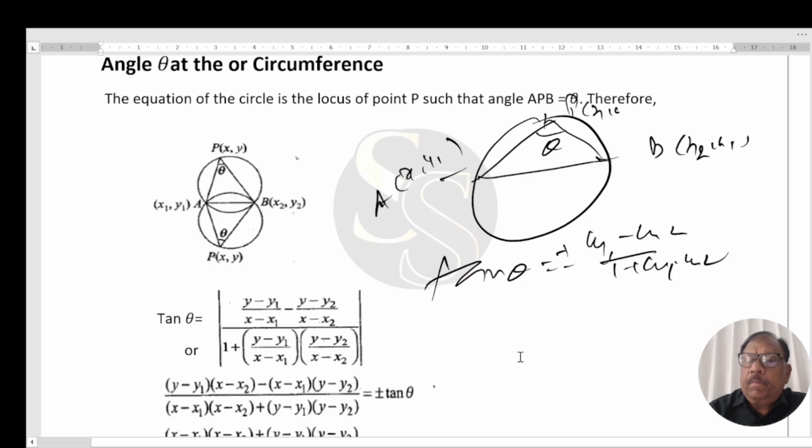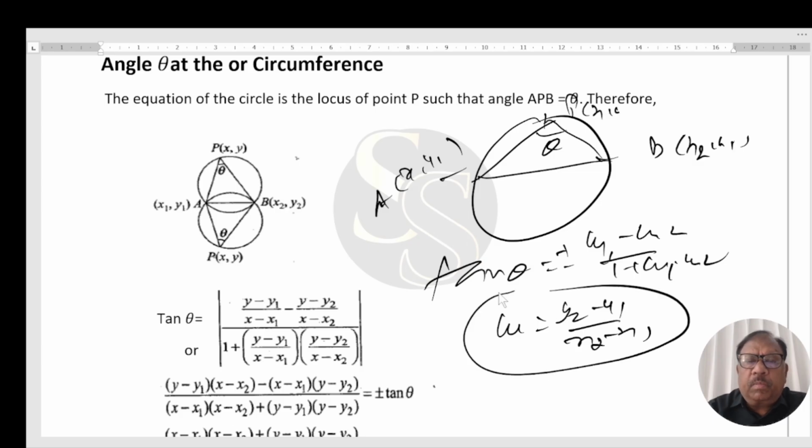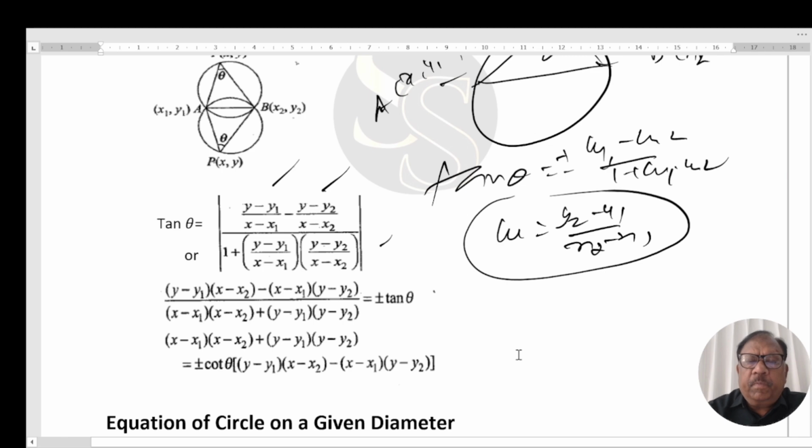और स्लोप क्या होता है? m equals (y2 minus y1) upon (x2 minus x1). In this case, this is applicable. तो एक लाइन इसका ले लिया, एक इसका ले लिया upon this one, right? This would be plus minus theta.